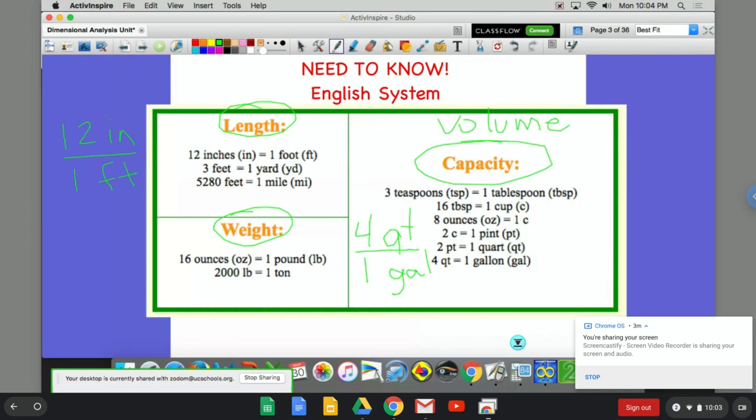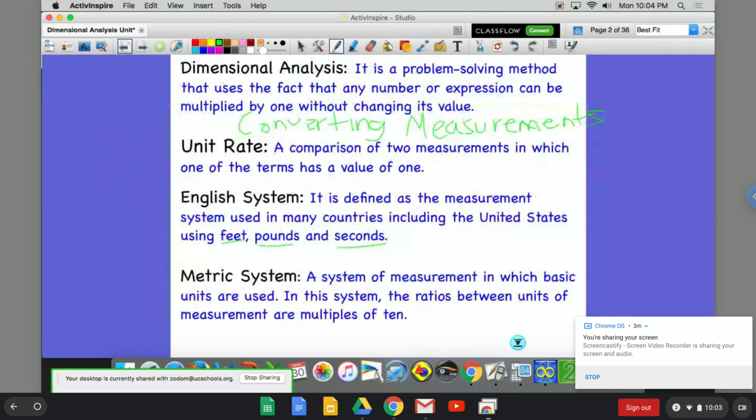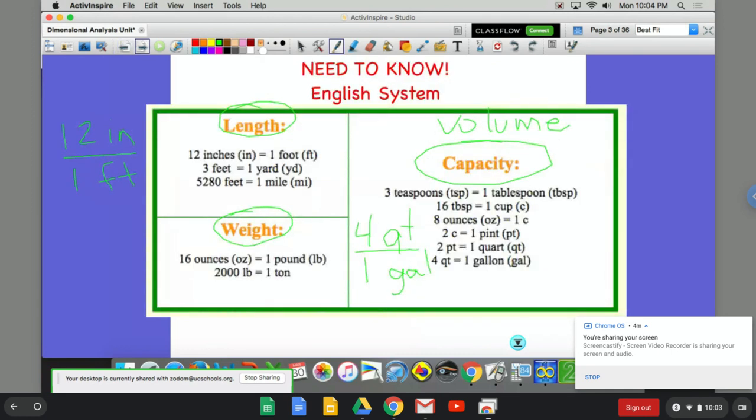And if you will notice, we have 12 over 1 and we have 4 over 1. So if we go back, that is what that unit rate is, a comparison of two measurements in which one of the terms has a value of 1. So all of them, if you will notice, all have a value of 1. So if we're looking at teaspoons to tablespoons, it's 3 to 1, 16 tablespoons to 1 cup, 16 to 1, 8 ounces to 1 cup, 8 to 1, and so forth. So everything is in reference to at least a 1.